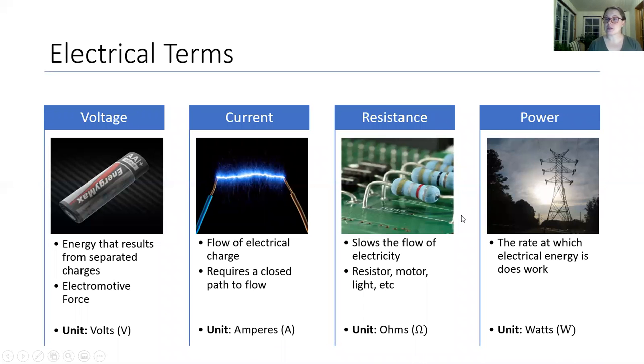So first of all, we have some main terms that we need to look at. We have voltage, current, resistance, and power. Now, voltage comes from a battery source. That's usually fairly easy to remember. We're used to picking up batteries that have voltages marked on them.